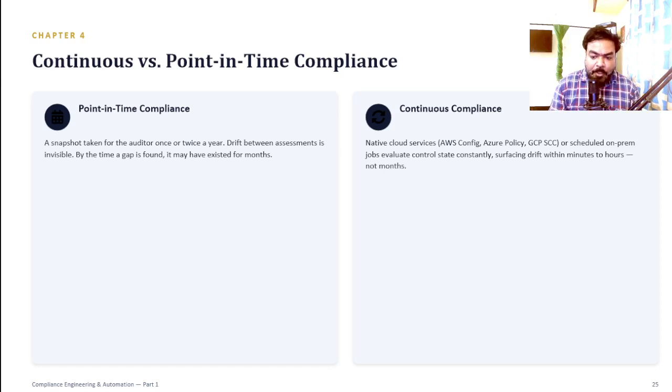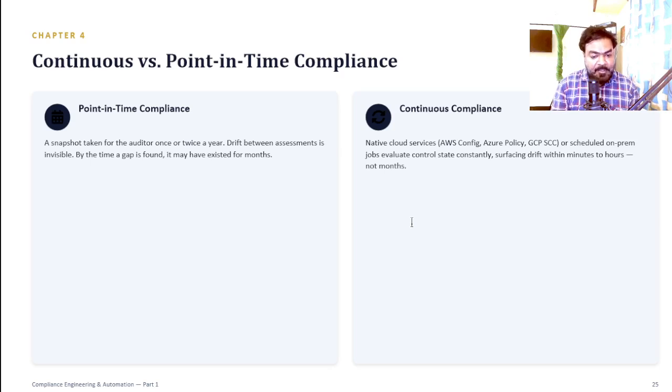Continuous versus point-in-time compliance. This is the distinction that this whole chapter is built around. Point-in-time compliance is a snapshot for the auditor, taken once or twice a year, and everything that drifts between those snapshots is completely invisible. By the time someone finds the gap, it might have existed for months.